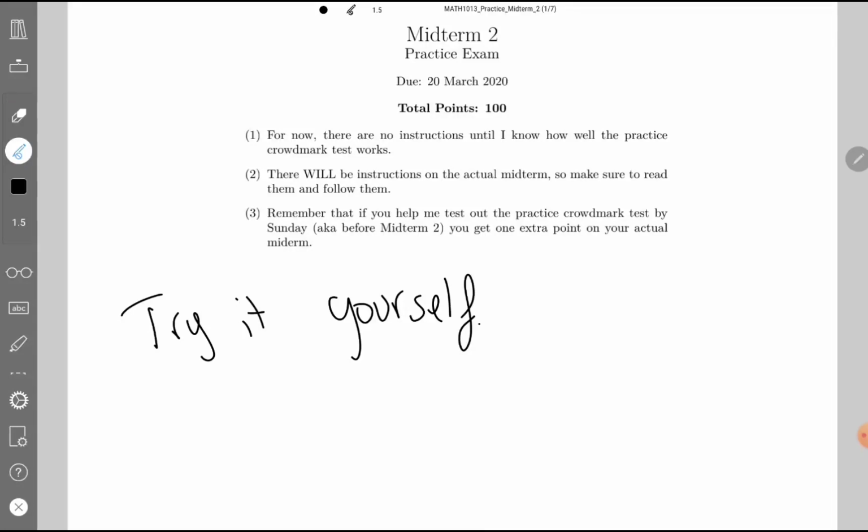Okay, so let's talk about the practice midterm. Let's actually do it. I should have talked about this before. Note that there's no instructions here. There will be instructions on the midterm itself. Please follow them. They're basically going to be whatever feedback I get from the CrowdMark stuff, so make sure you're doing that properly.